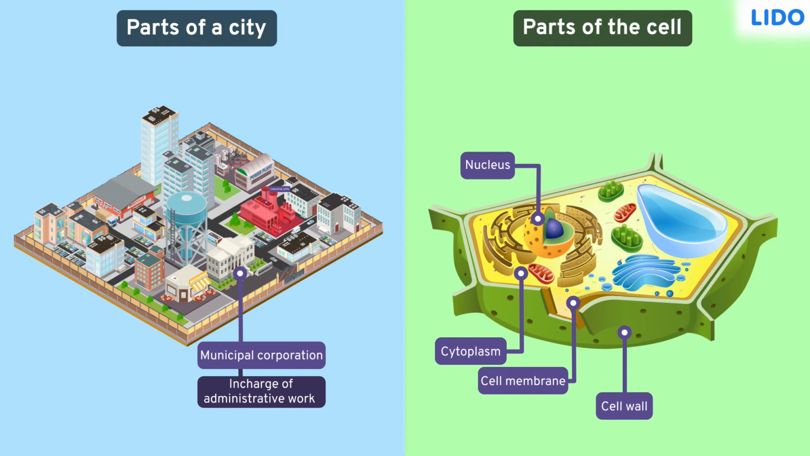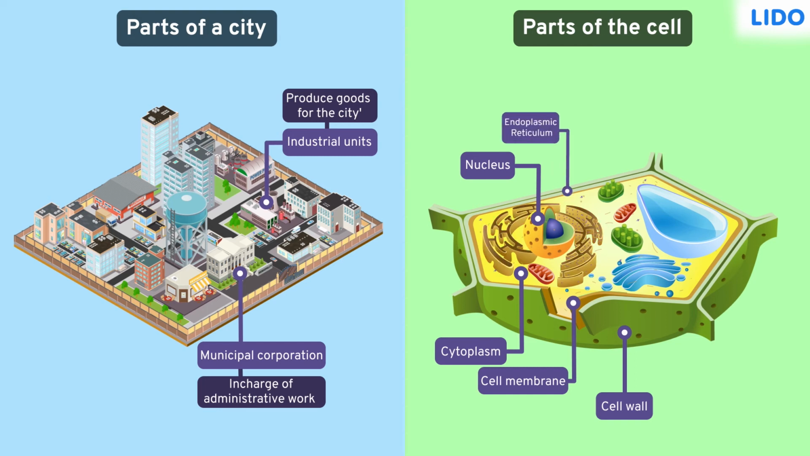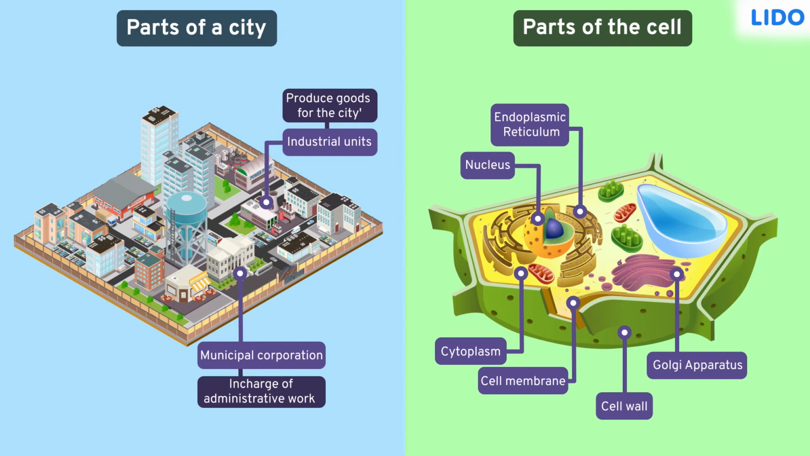Most cities also have industrial units to produce almost anything their people might need. In a cell, the endoplasmic reticulum serves as an industrial unit and produces the different substances that the cell might need. The substances produced by the endoplasmic reticulum are processed and carried to different locations in a cell by the Golgi apparatus. The Golgi apparatus can therefore be compared to the packaging and dispatch unit of a city.